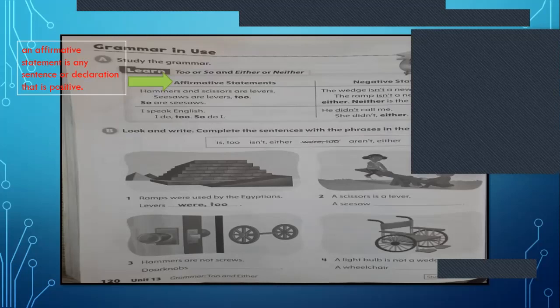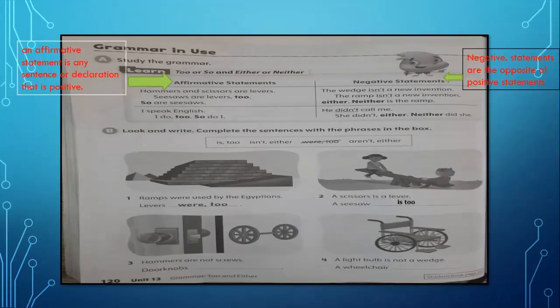Okay, yes, Abigail, answer me, please. A scissors is a lever, a seesaw is two. Perfect, thank you. A scissors is a lever, a seesaw is two. So is two, you will write down over here.